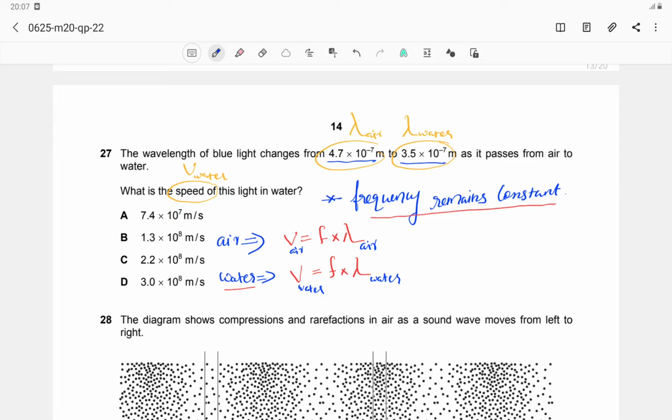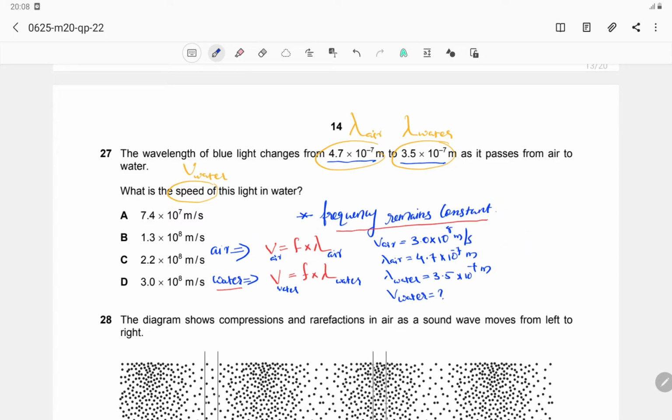Now we can substitute the values. The speed of light in air is a constant value which you are supposed to know, that is 3 × 10^8 meter per second, and lambda in air is also given in the question, that is 4.7 × 10^-7 meter, and lambda of water is given, 3.5 × 10^-7 meter. Then you need to find v, the velocity of light in water. Now you have all the values. You can substitute these values in the equation.